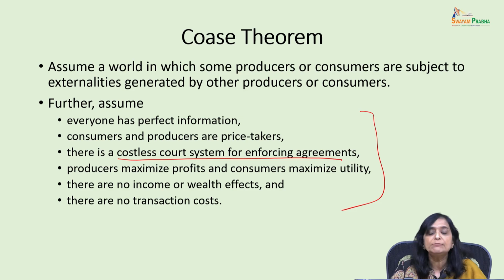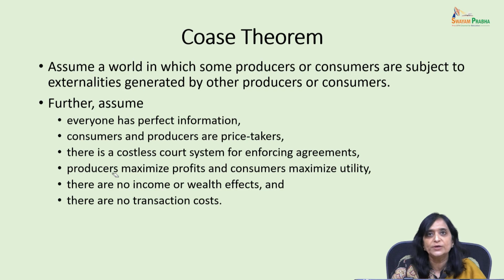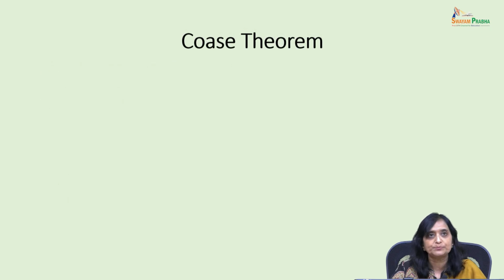There is no income and wealth effect, which means that, as individuals, as human beings, when we own a property, it's a wealth which we have. So when the wealth is there, you talk about owning that property, because it gives you a wealth effect. But we are saying that there is no wealth effect and there is no transaction cost.